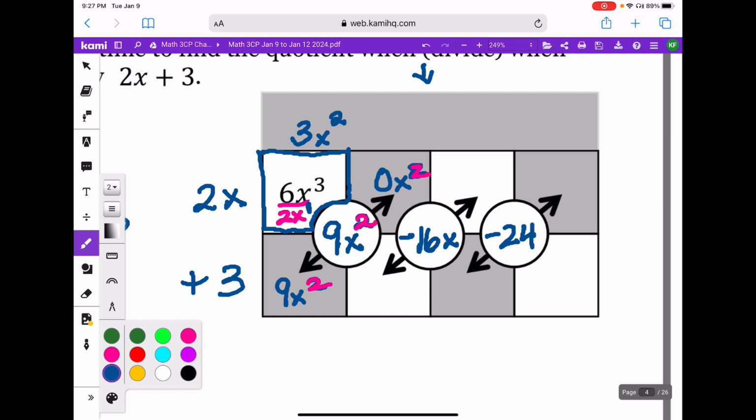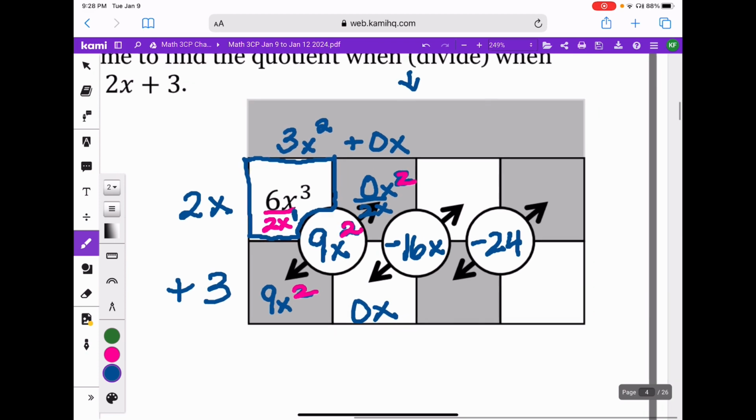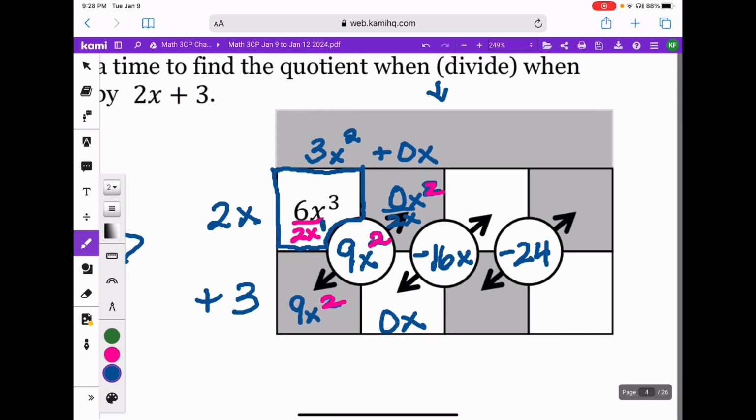Okay, so when we divide by 2x, it's not going to matter because we're going to get 0x here. So I guess what does matter is the power. It's going to be power 1. But you still have to put the 0 there. So 0 times 2 is 0. And then you still have to follow through with 0 times 3. So this is 0x. So this peanut will be easy because we have a 0 there.